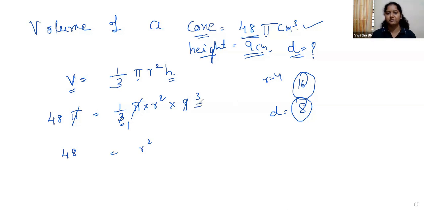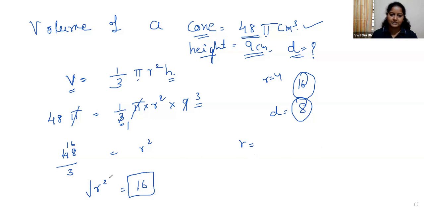And now we are going to shift this 3 to the left-hand side. So it comes to the denominator. So r square is equal to, what is 48/3? 3 ones are 3, 3 sixes are 18. So here we got r square is 16. And what about r? How will you find r? Here we have square, so take square root on both the sides. We need only r, but we have r square. So take square root on both the sides. This 2 will be cancelled with the square root.